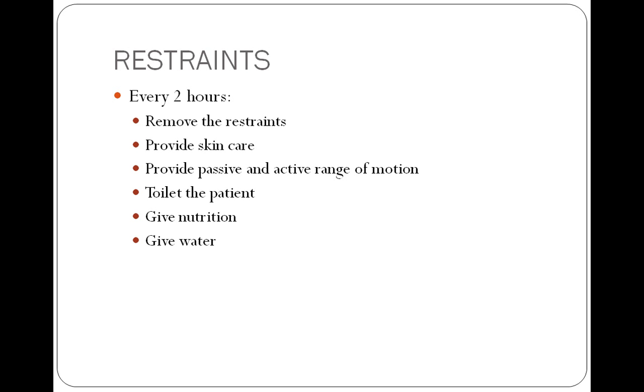For active range of motion, we would simply ask the patient to take the joint through that range of motion 3 to 5 times. The patient should also be taken to the toilet. If the patient has had incontinence, obviously that should be cleaned up. The patient again should be offered the chance to go to the toilet. The patient should be given some type of nutrition during this 2-hour release, at a minimum a protein, carbohydrate snack, and some type of fluid: water, Coke, juice. Again, every 2 hours, the patient must be released.